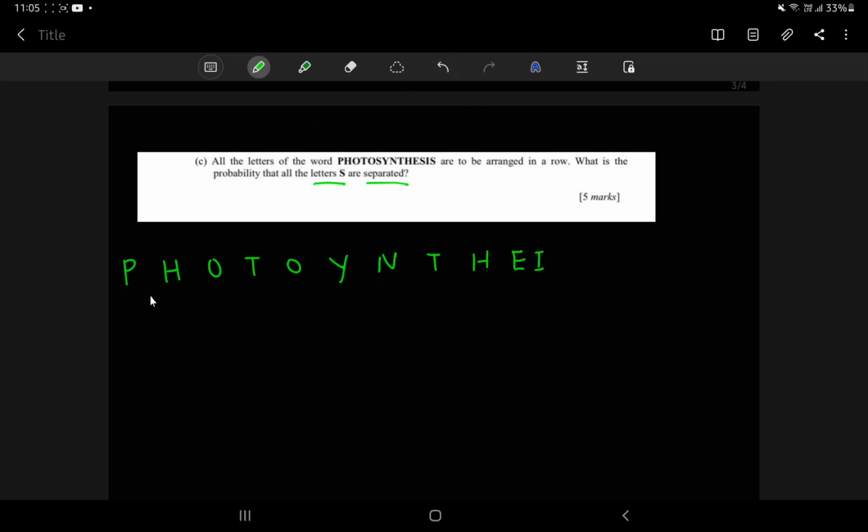So how many letters do we have here? 1, 2, 3, 4, 5, 6, 7, 8, 9, 10, 11 letters. We excluded the three S's, so altogether the word is basically 14 letters. 11 plus 3 is 14.